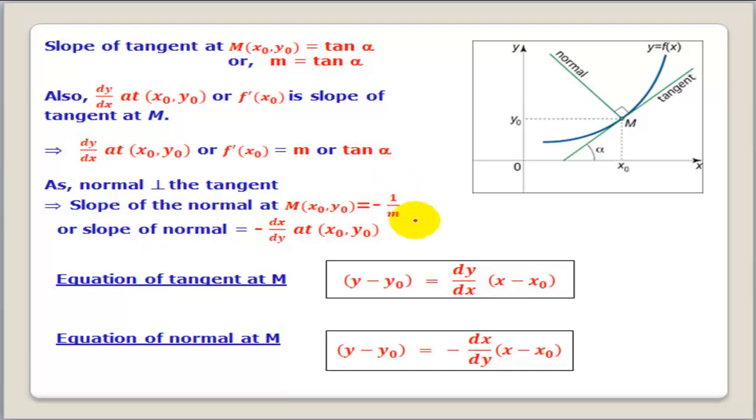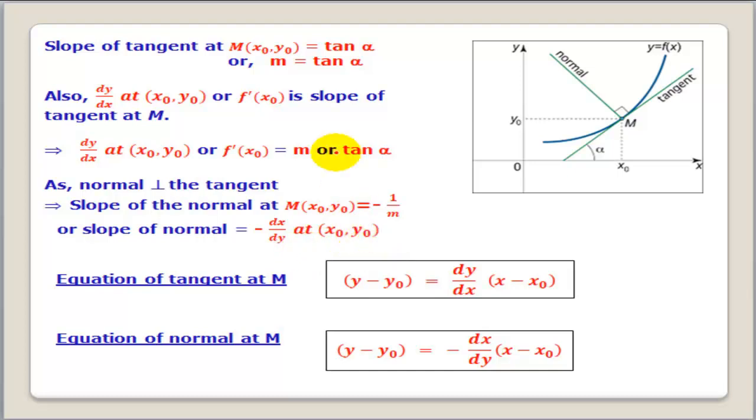So keeping that in mind, slope of the normal in terms of derivatives can be written as minus reciprocal of slope of the tangent at that particular point. You can see small m is equal to what? It is dy over dx at this particular point. So minus 1 over dy over dx reduces to minus dx over dy. Keep in mind we are talking about the slope at this particular point.